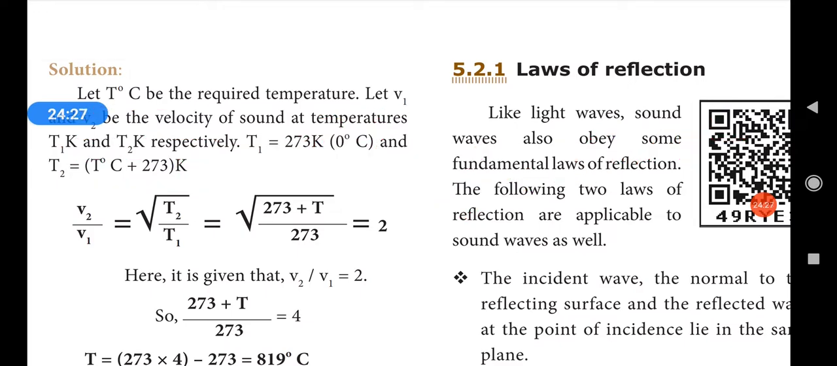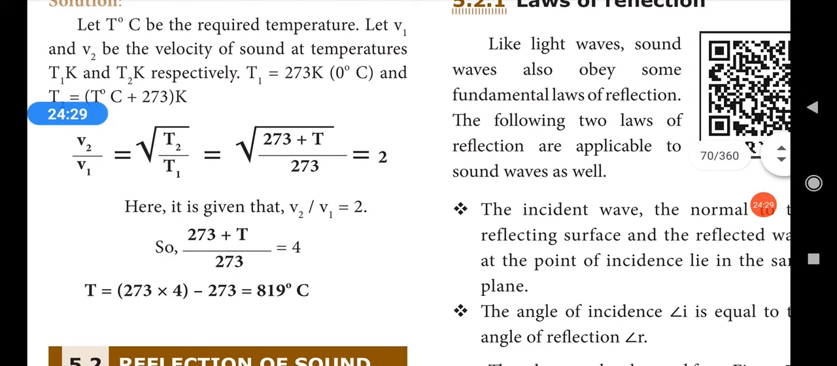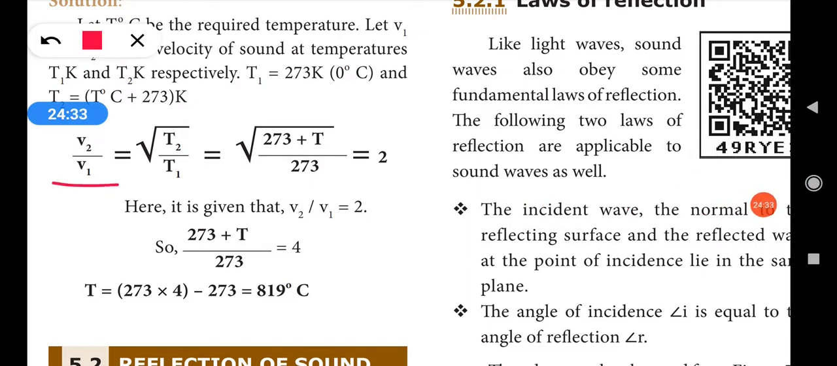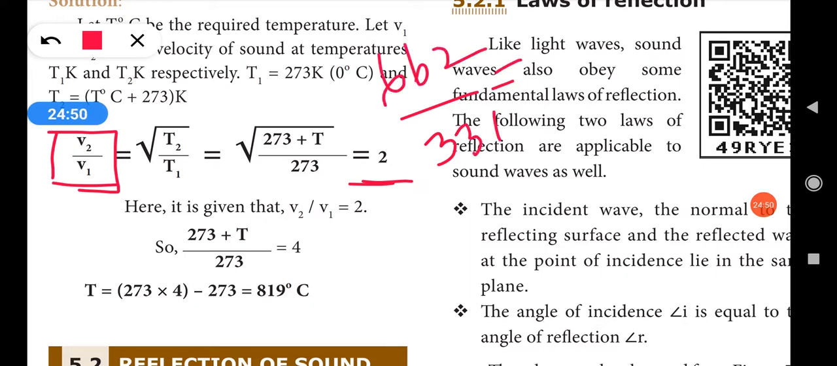Okay, next see, V2 divided by V1. What should it be? It should be 2, right? V2 divided by V1, that is, double the value. Now velocity 1 is 331, so velocity 2 should be 662. That is equal to 2.